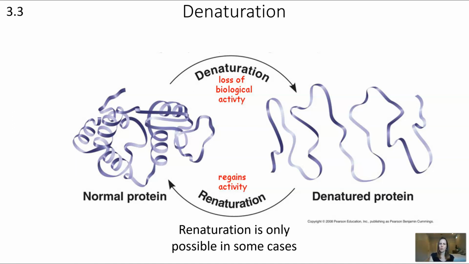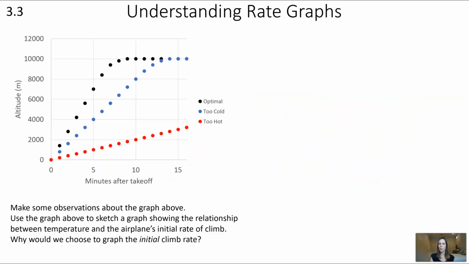But first, I want to make sure that we understand how to analyze rate graphs. So let's take a look at an example. Before we talk about biological rate graphs, let's look at one that might be a little bit more familiar to you. So take a look at what this graph is showing, and also use this graph to help explain the relationship between temperature and the airplane's initial rate of climb. And finally, why would we want to choose to graph the initial climb rate?